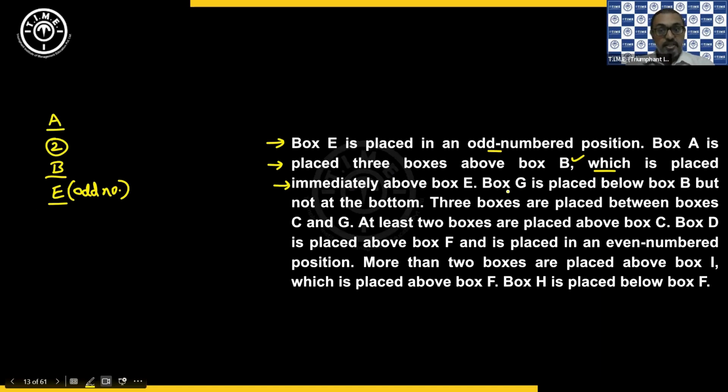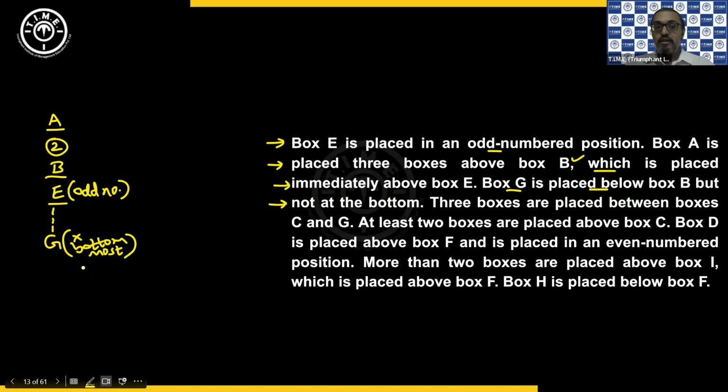And also he says box G is placed below B, but not at the bottom. So below B, you need G. Now obviously G has to come below E also. Correct? So below need not be just below. So not at the bottom, not bottommost. That's the condition we have.